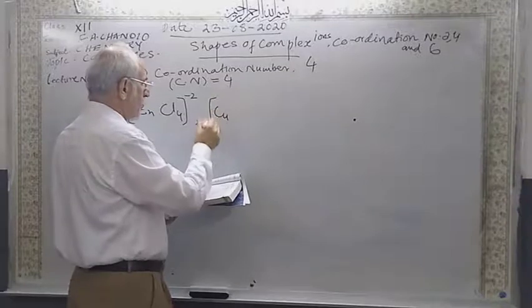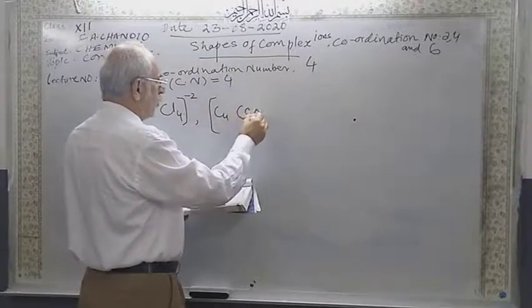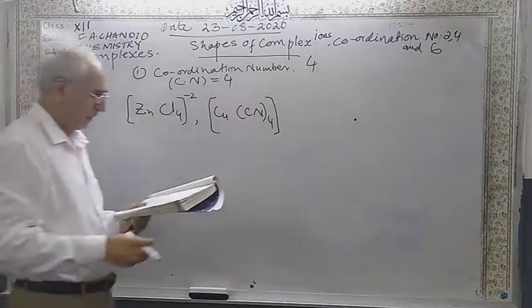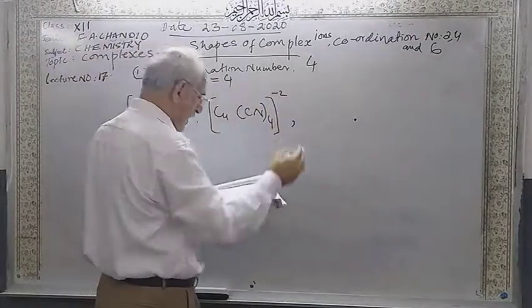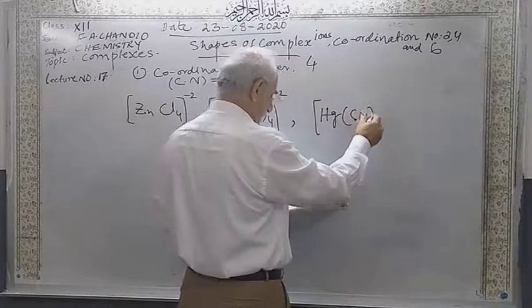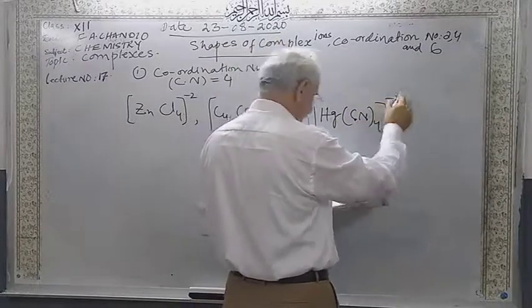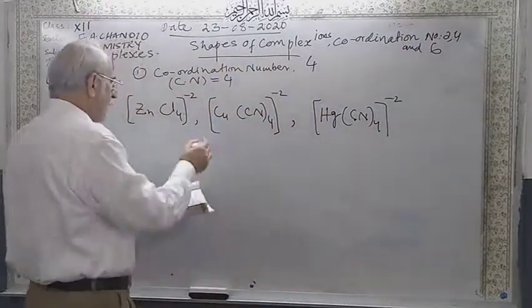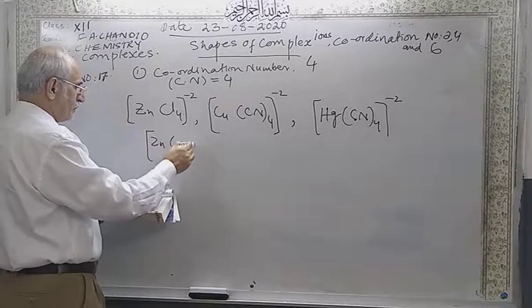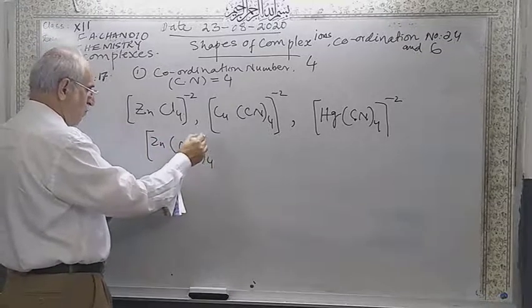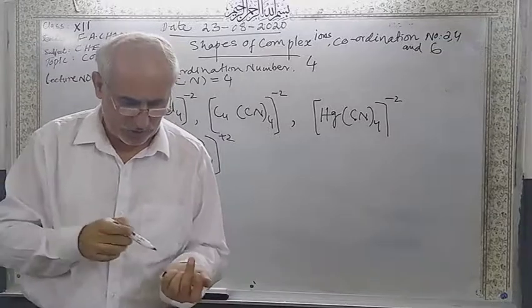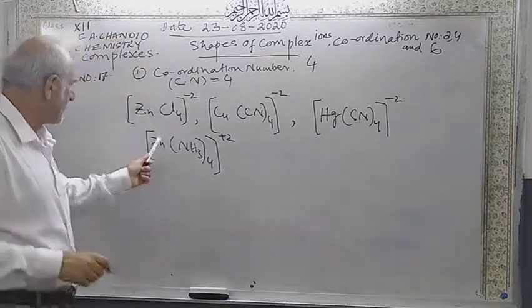Copper again, and there are 4 cyanides. Negative 1 multiplied by 4, negative 4 and positive 2, you will get negative 2. This is another example, mercury. There is mercury, and again there is a cyanide, and there are 4, and also here negative 2. There is also another one, zinc and ammonia. There are 4. Here should be positive 2, not negative 2. Zinc has a positive 2 oxidation number.